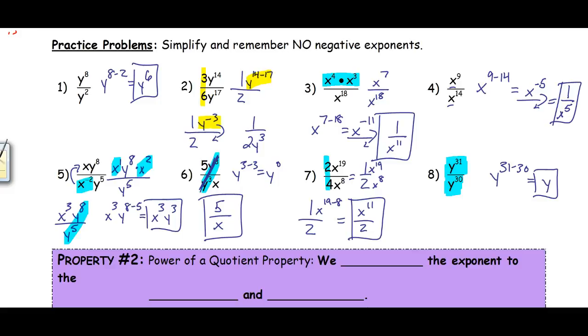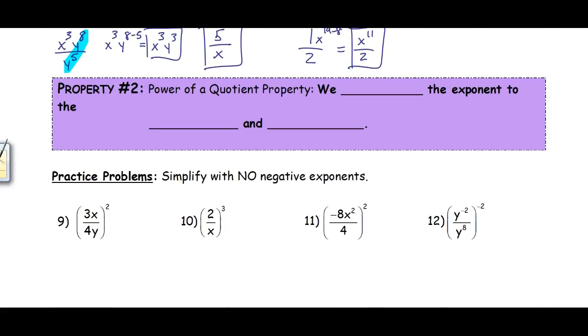All right, property number 2. Property number 2, the power of a quotient property. We distribute the exponent to both the numerator and the denominator.